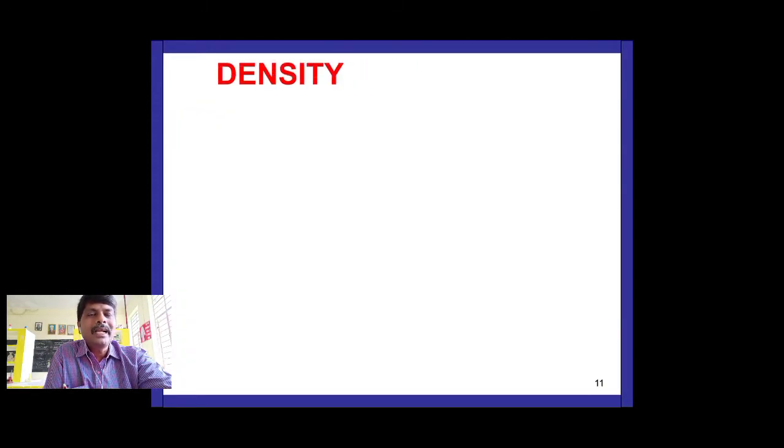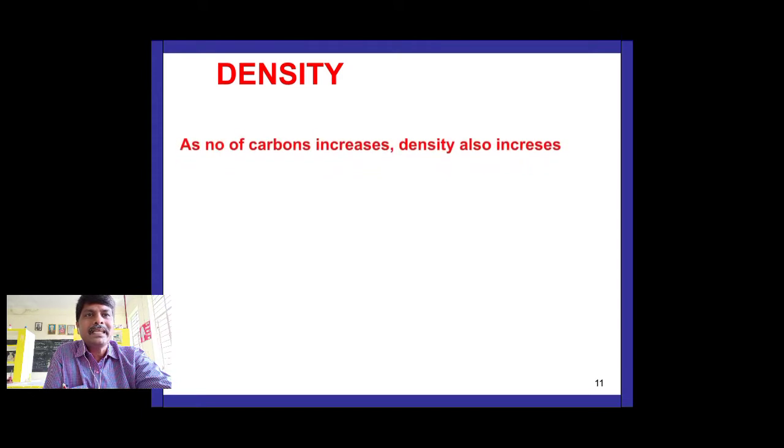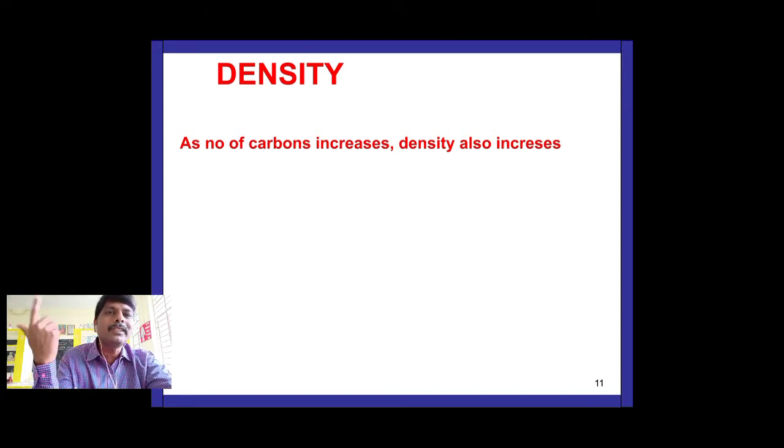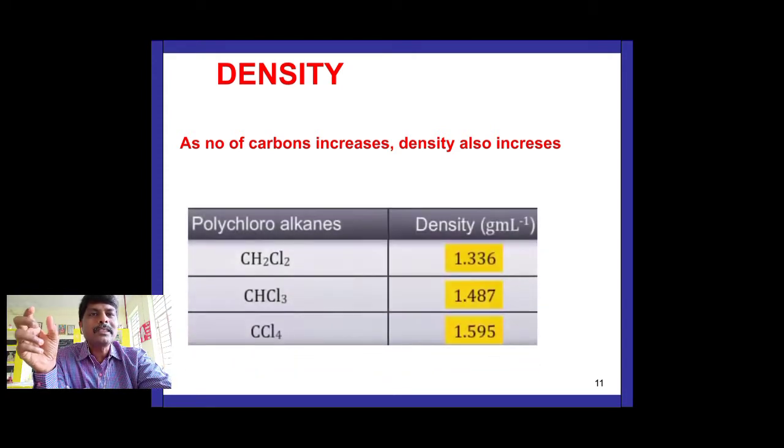Next one is density. Density is also like boiling point type. As molecular size increases, density increases. As the number of carbons increases, density also increases. As the number of halogen atoms increases, density increases. You can see here, in the first one 2 chlorines, in the second one 3 chlorine atoms, in the third one 4 chlorine atoms are there. So as the number of chlorine atoms increases, density increases.